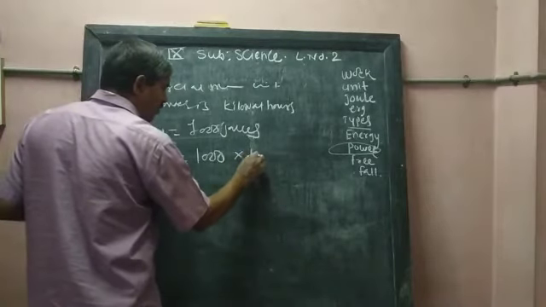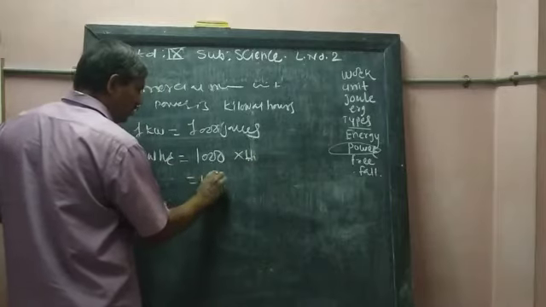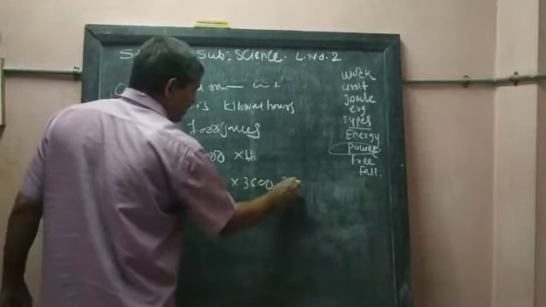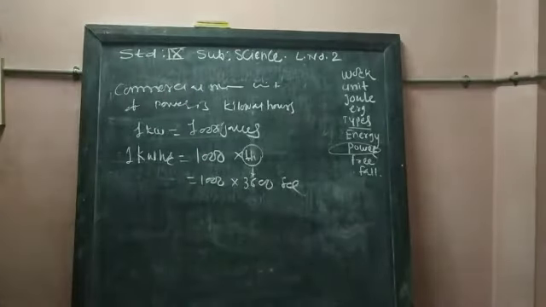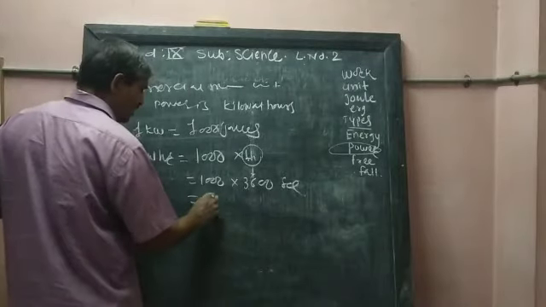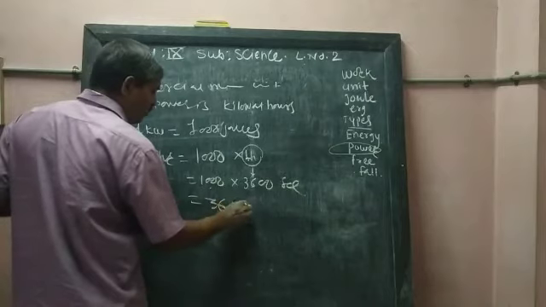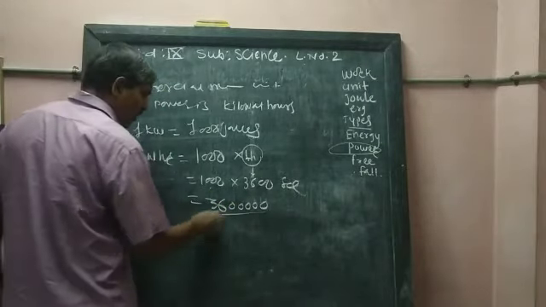1 kilowatt hour means 1000 joules into 1 hour. What does 1 hour mean now? 1000 joules into 3600 seconds, because this 1 hour should be converted into seconds. So what happens with 1000 into 3600? Check. 36 ones are 36. Here 1, 2, 3, 4, 5. 5 zeros.